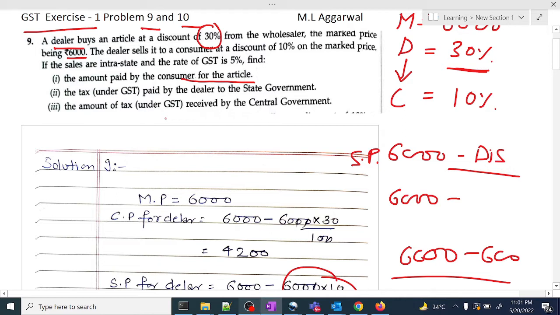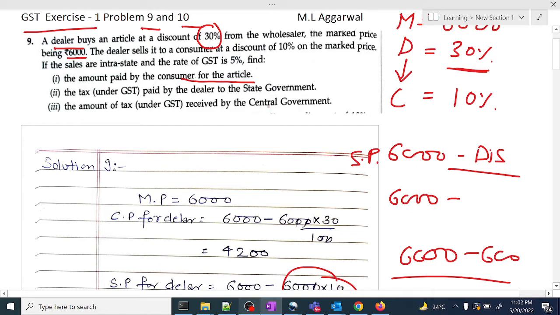The tax paid by the dealer to the state government means the tax liability, right? When the dealer buys something from the wholesaler, he pays the GST to the wholesaler. When the dealer sells something to the consumer, he gets the GST, but the GST he gets from the consumer will be more, because the cost price for the consumer is more. The dealer gets a discount of 30% and sells at a lesser discount, so the GST will be more. So the difference between what he already paid to the wholesaler and what he got from the consumer, he will pay directly to the state government and central government.